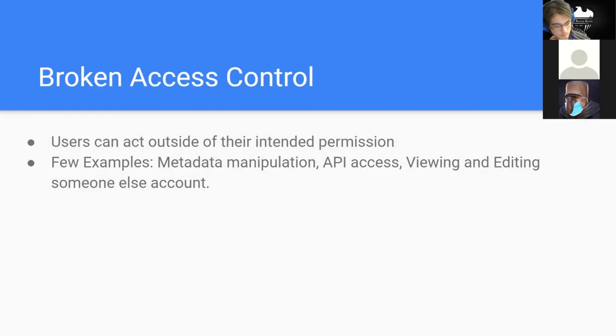Let's go on to the next one. Here we're starting out with the very first one, which is broken access control. This technically means that this is a type of vulnerability where a user can act outside of their intended permissions. A few examples would be metadata manipulation, API access, and viewing or editing someone else's account.